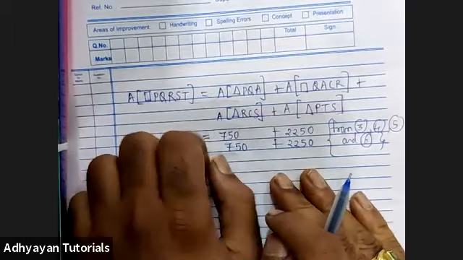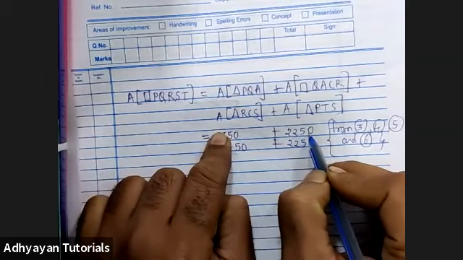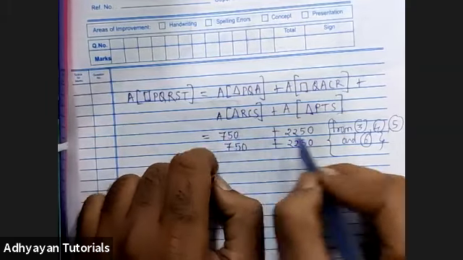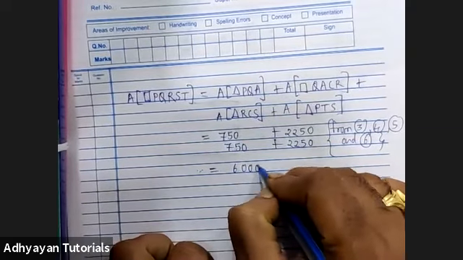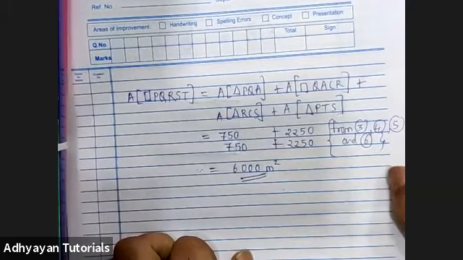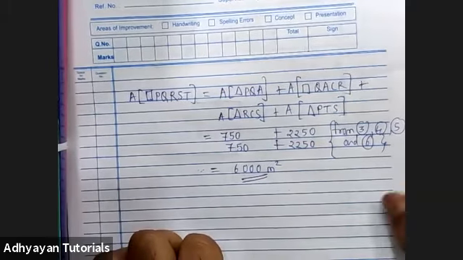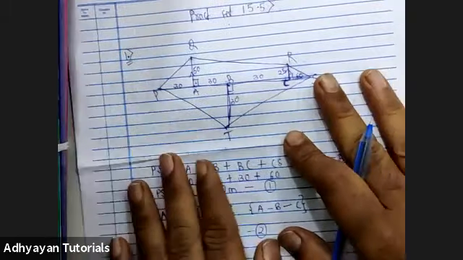Now we have to just add them. So 7, 8, 9, and this is 10. So that becomes 3 and 3, 6. 6,000 square meters is your final answer. I hope that is clear to all of you. Now I request you kids to copy the sum, and then we move ahead.